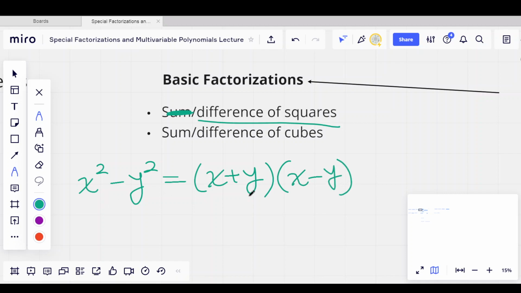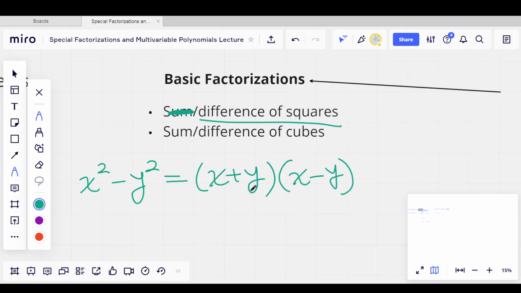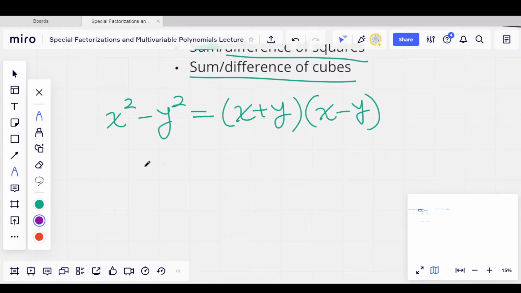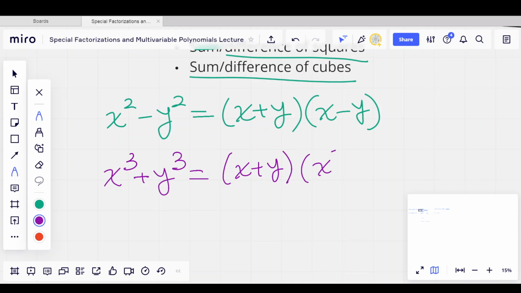This is from your algebra 1 or 2 classes. So it's very simple, but it's very useful. Next, we'll just do this one, which is the sum and difference of cubes. It's a little less known, but it's also very basic. It's just x cubed plus y cubed is equal to x plus y times x squared minus xy plus y squared. If you don't know why these are true, you can just expand the left-hand side and the right-hand side, okay?